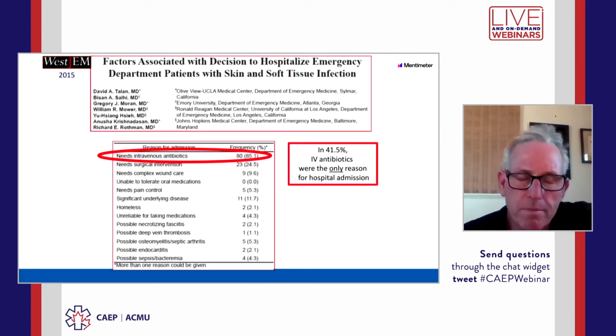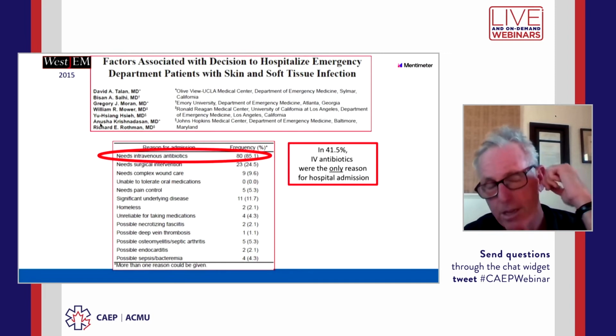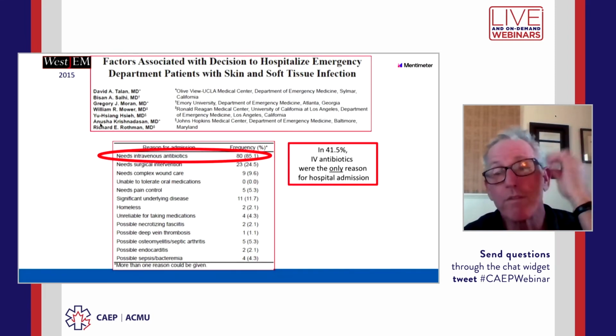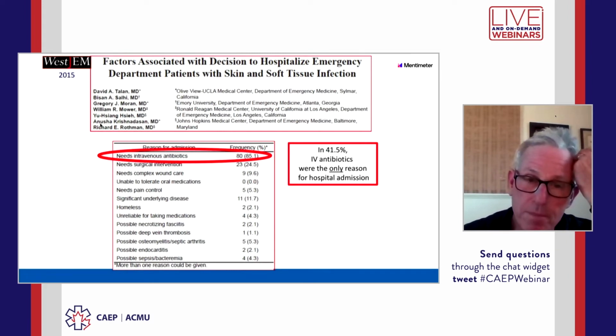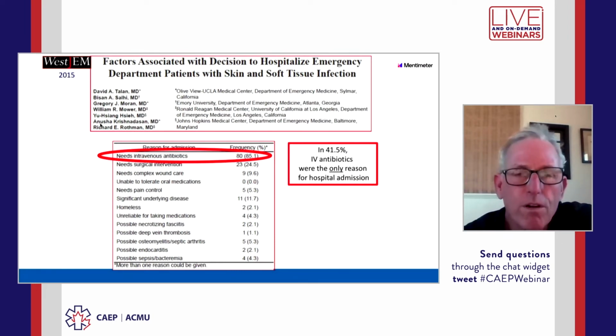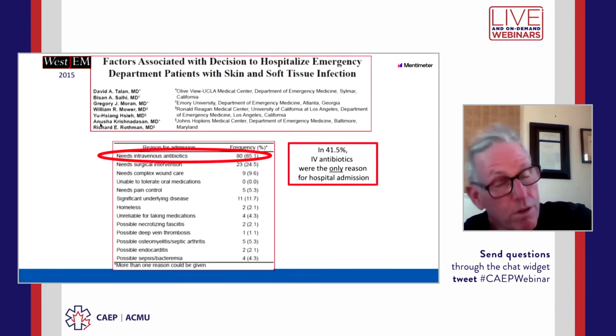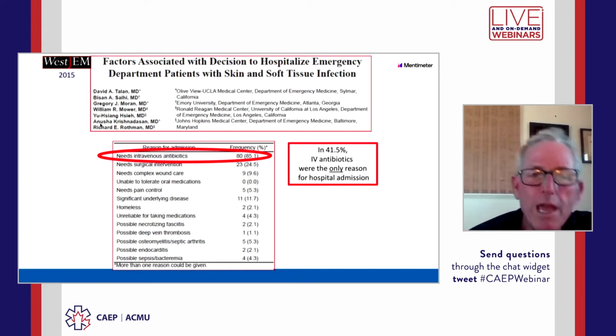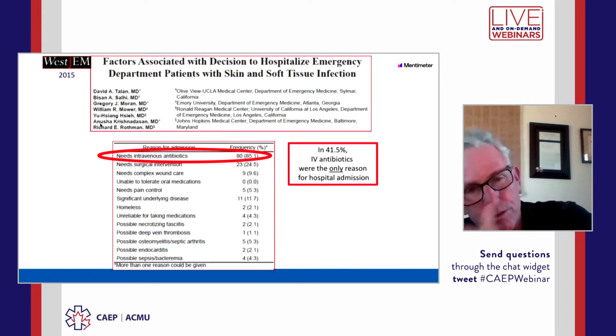And we looked at patients coming through this network of emergency departments. And in this study, we looked at the factors that went into the decision to hospitalize a patient. And just like I was saying, use of IV antibiotics and presumed need for IV antibiotics was at the top of the list. It was one of the reasons that the doctors gave for deciding to admit the patient to the hospital in 80% of the cases. By far the most common reason listed, and the only reason in a little over 40% of patients, which also makes us wonder, might there be another way to give intravenous or parenteral treatment, which we'll get to in a second.